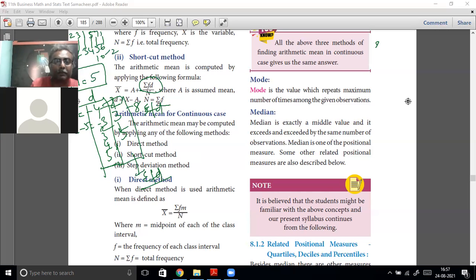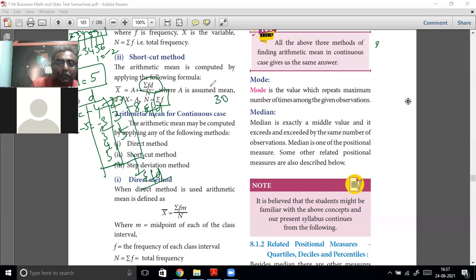N is nothing but sigma f, the cumulative sum of the frequency. What is the frequency? You have to calculate all of these: 2 plus 3 plus 1, 2 plus 3 plus 1 plus 5 plus 7 plus whatever. After calculating all of that, let us say it comes to 30.